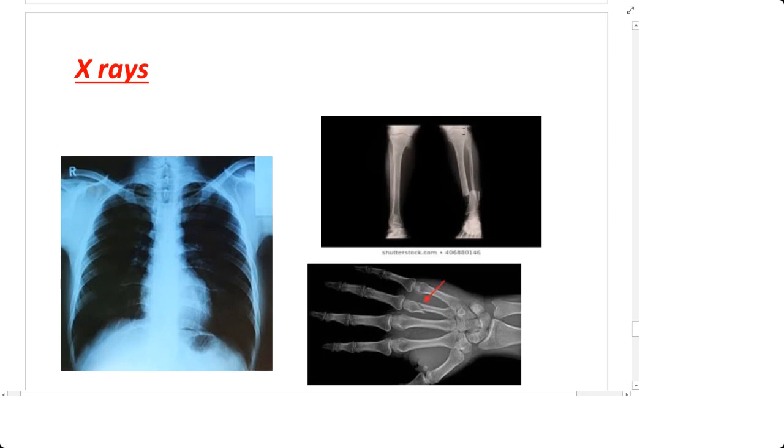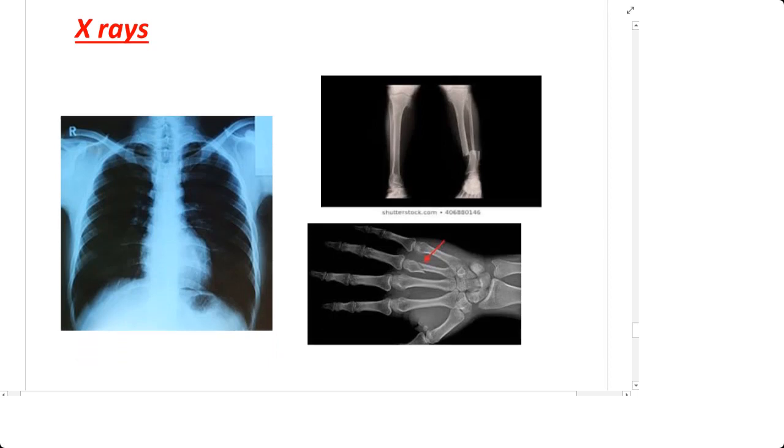Then we have X-rays. Of course, X-rays have more energy, and because they have more energy, they have the ability to penetrate a lot of matter and a lot of objects. So we use them to know about broken bones, or to form images of bones and teeth.